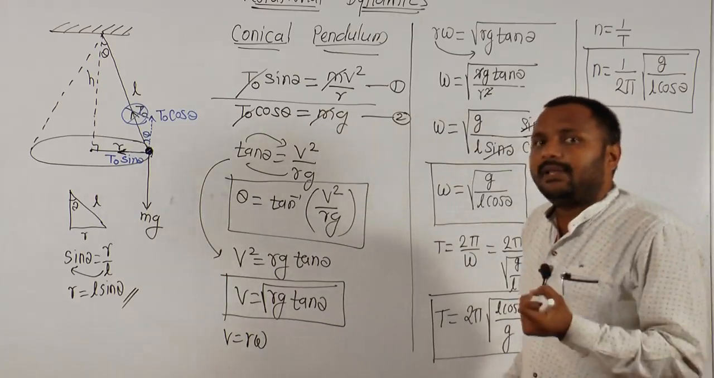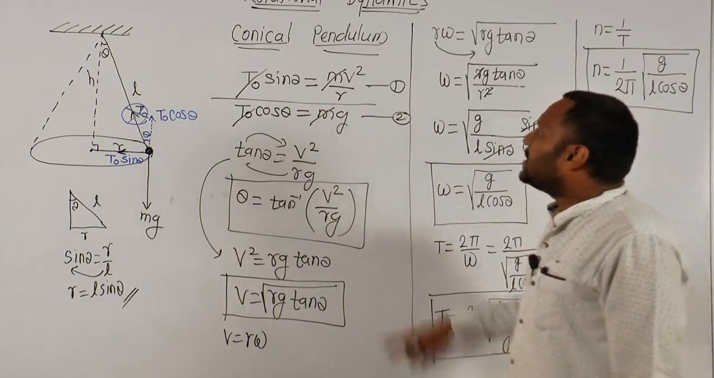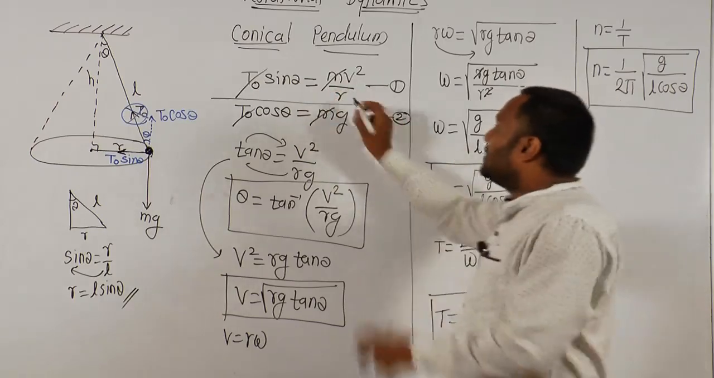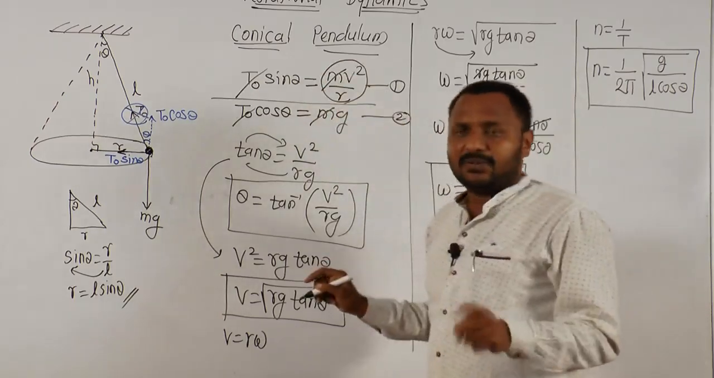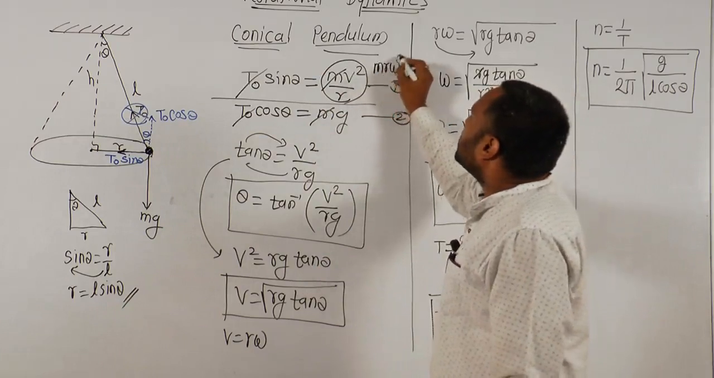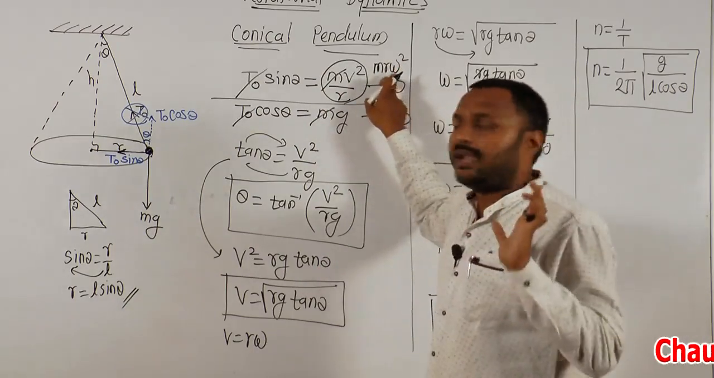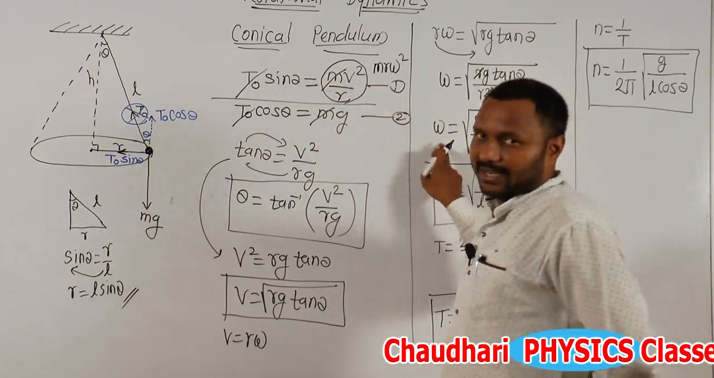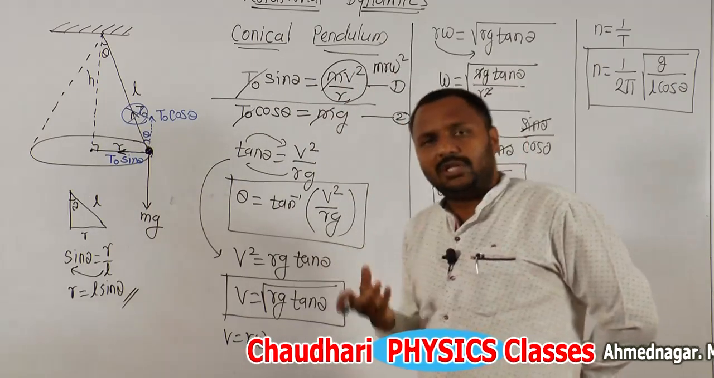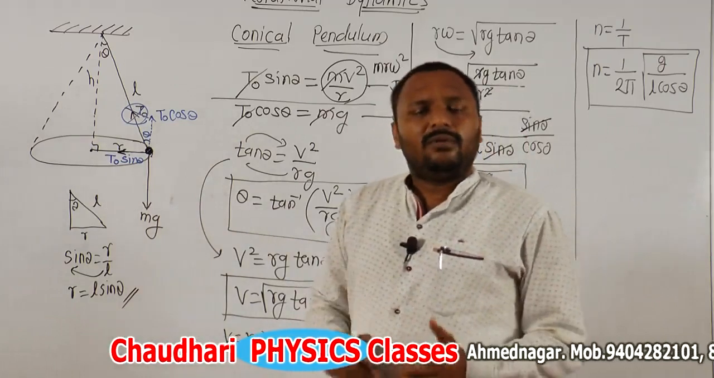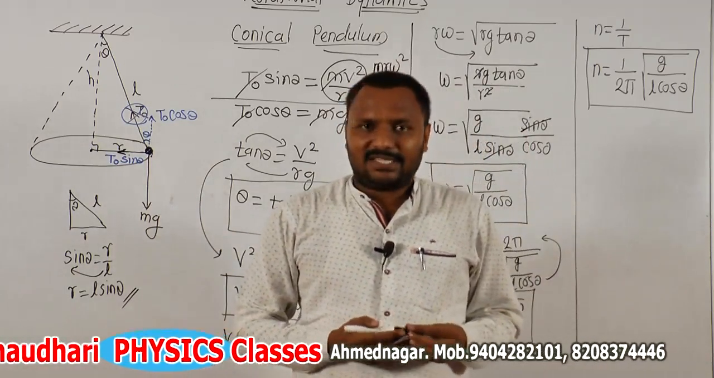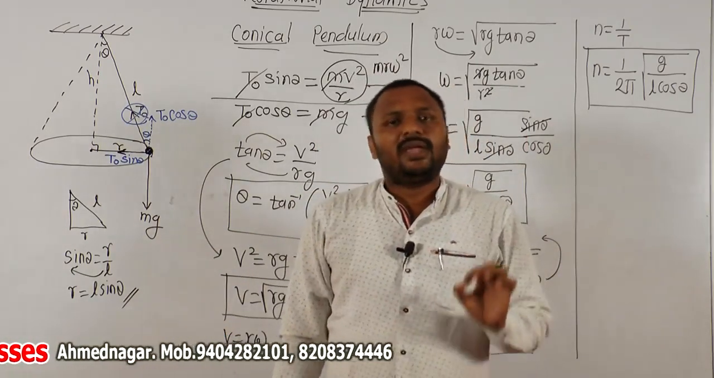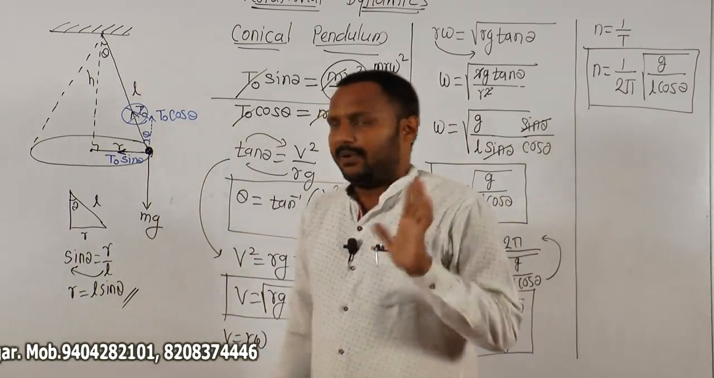Also, there is another method to solve this. We can substitute mrω², which is a centripetal force formula. mv² upon r is a formula of centripetal force, and another formula is mrω². We can directly find this ω by solving these instead of v. This is another method to solve these. In that way, we can develop the formulae for the conical pendulum. This is the concept of a conical pendulum, an application of UCM. Okay, this is the first part.